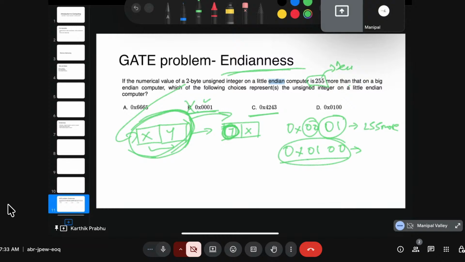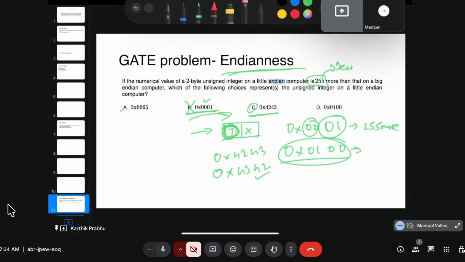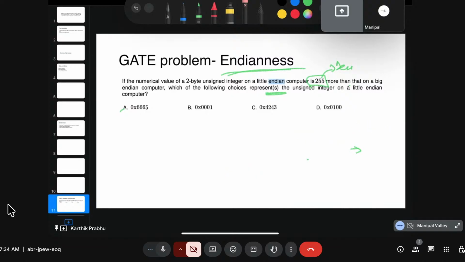Similarly, 4243 also, the reverse is going to be 4342, which is bigger again. So this also cannot be, right? So we are only left with A and D, and let's check it ourselves. Because it says it's a multiple correct answer, we can't eliminate others. So we'll do the checking for that. But these two, if we eliminated fast, so we don't need to check.